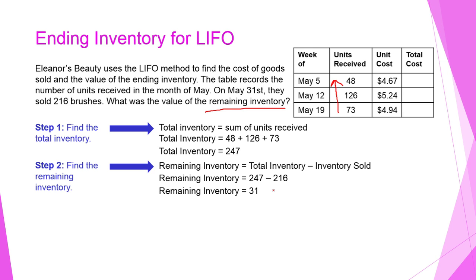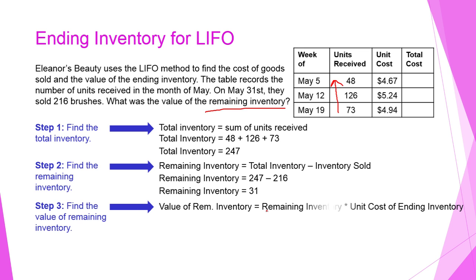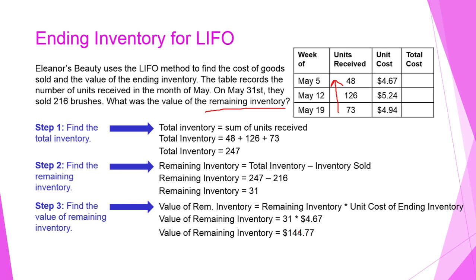And remember, because it is the LIFO method, or last in, first out, it comes from the beginning of the month, which has a unit cost of $4.67. So that is what you are going to multiply 31 by. So the final answer is going to be $144.77.